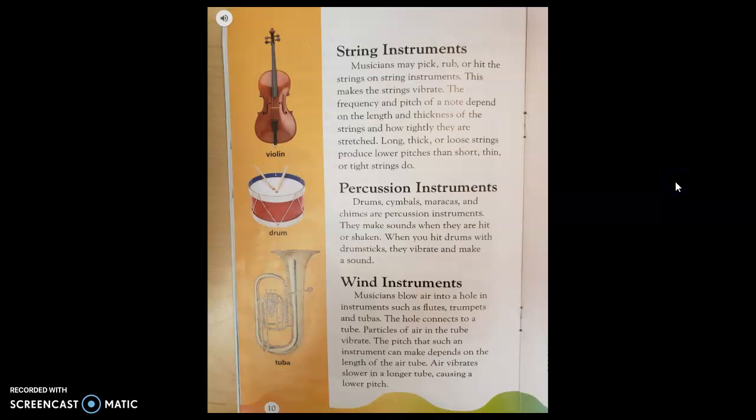String instruments. Musicians may pick, rub, or hit the strings on string instruments. This makes the strings vibrate. The frequency and pitch of a note depend on the length and thickness of the strings and how tightly they are stretched. Long, thick, or loose strings produce lower pitches than short, thin, or tight strings do.